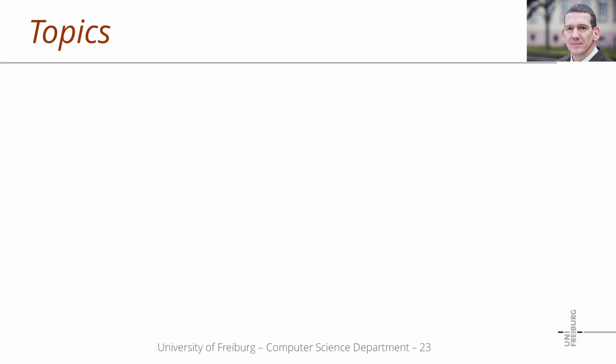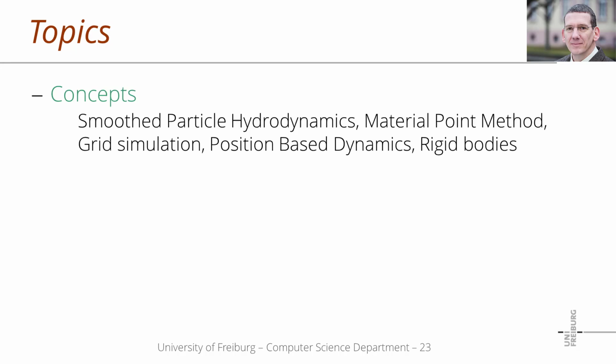Here we have an overview of various topics that you could choose for the seminar. For instance, you could talk about a simulation concept. In terms of simulation concepts, we typically distinguish particle approaches and grid-based approaches. Smooth particle hydrodynamics and position-based dynamics are examples for particle-based concepts. The material point method, on the other hand, would be an example of a hybrid technique that employs both particles and a grid. Alternatively, you could also talk about rigid body simulations.